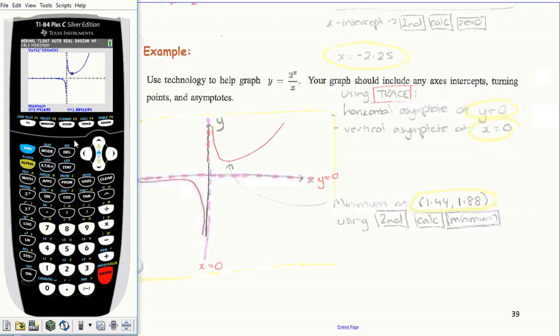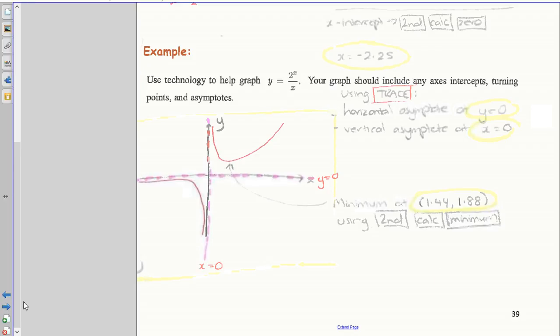So the coordinates of the minimum are 1.44 is the x coordinate, the y coordinate is 1.88, 3 sig figs. So we should write that there's a minimum at brackets 1.44, comma 1.88, because that's how we write our coordinates. And the way we did that, we graphed it obviously and went second calc minimum. So that's all the important features of that graph. Let's go on to the next page.